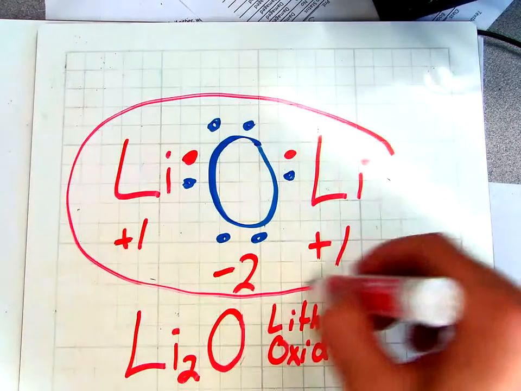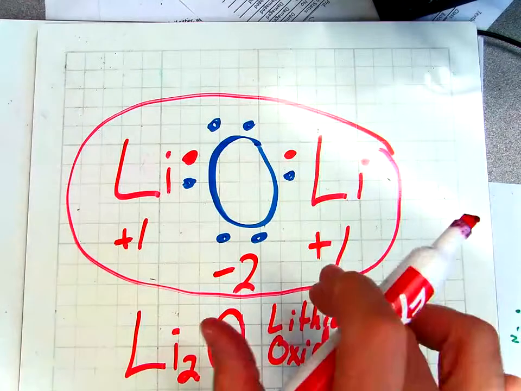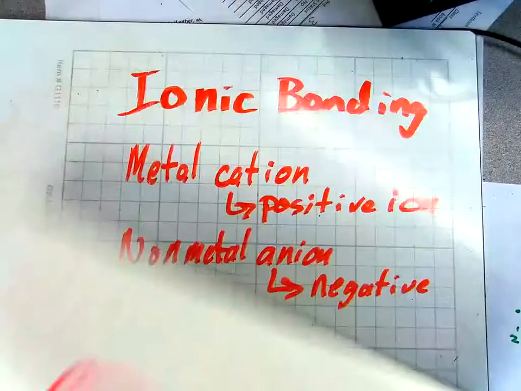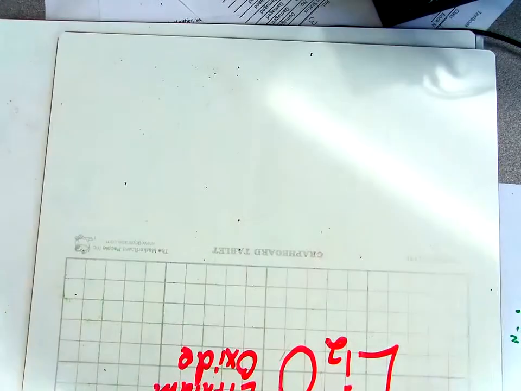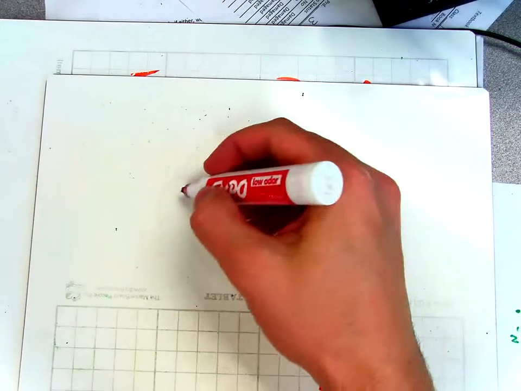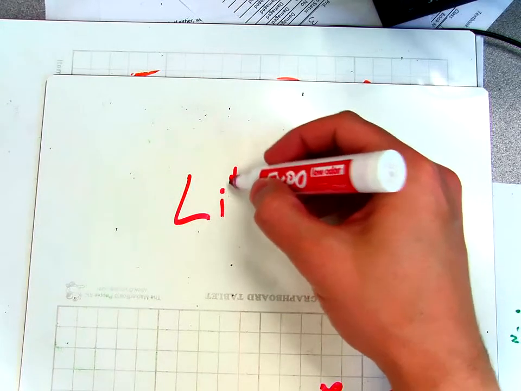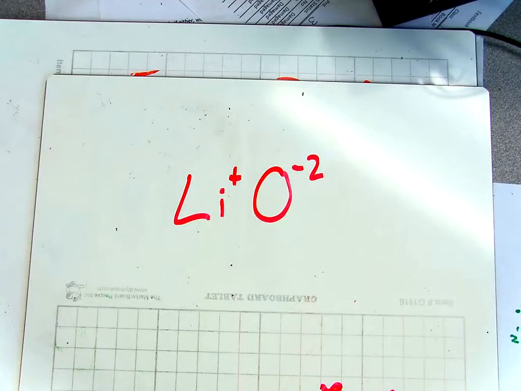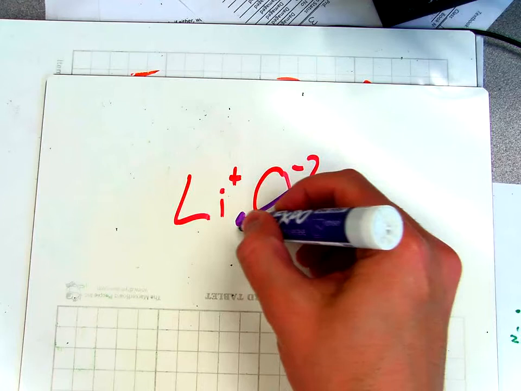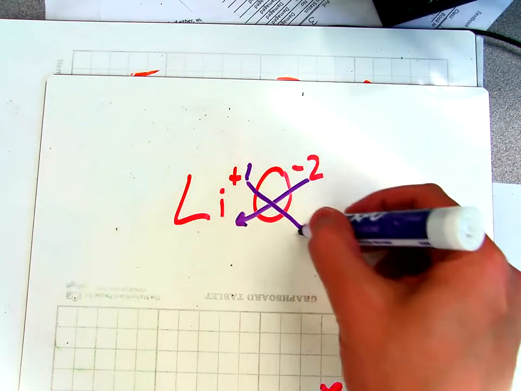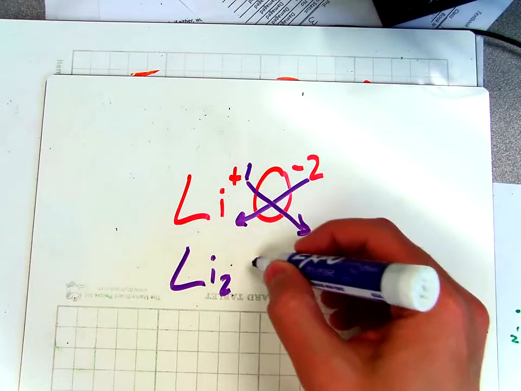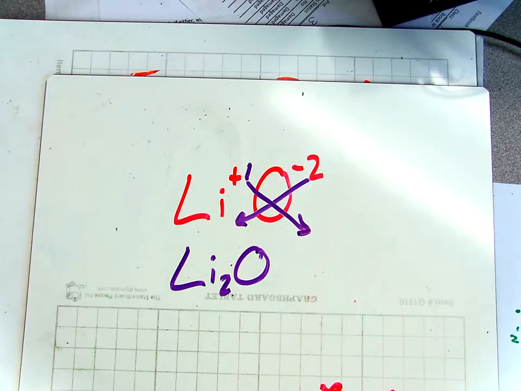This is the more complicated way to do it. This is the more illustrative way to do it. The easy way to do it would be to just go: I know lithium is a plus, oxygen is a -2. The easy way to do it is to just cross the 2 terms. So this 2 comes down. This is really a +1. The 1 comes down. Chemists don't like writing 1s, so it's just Li2O, lithium oxide. Okay?